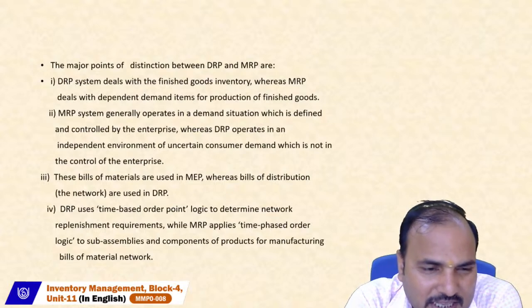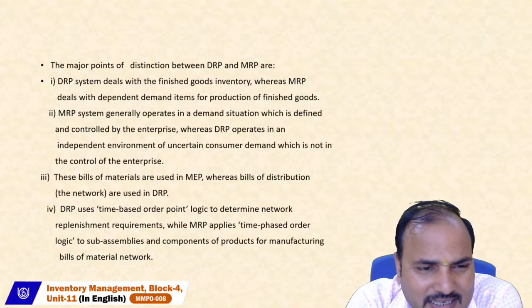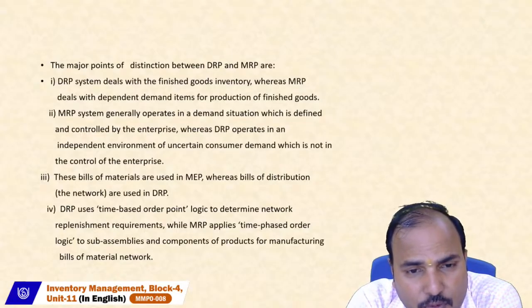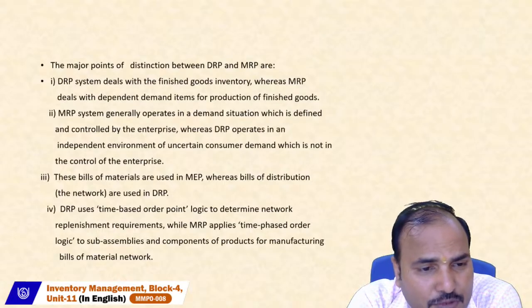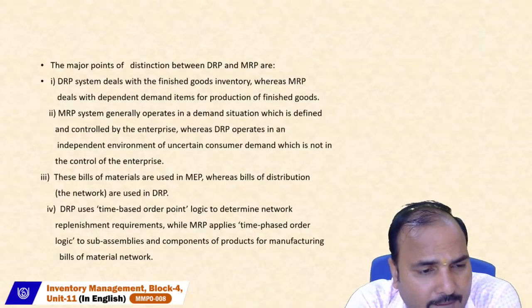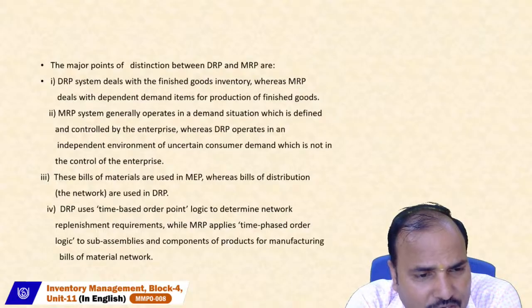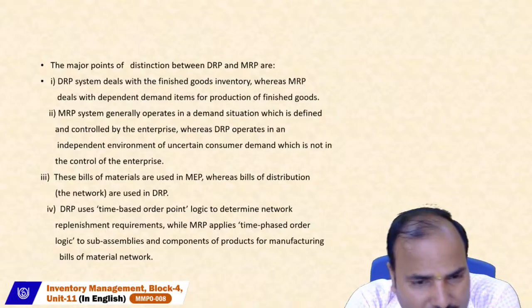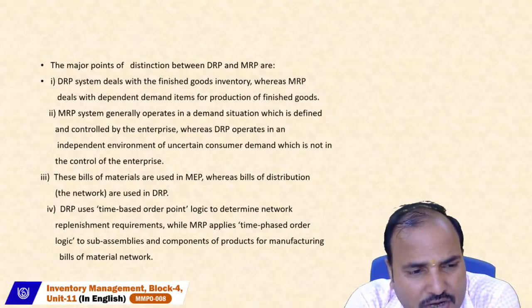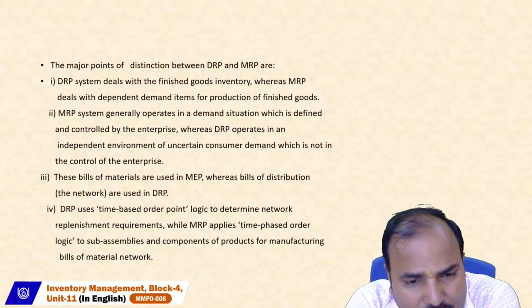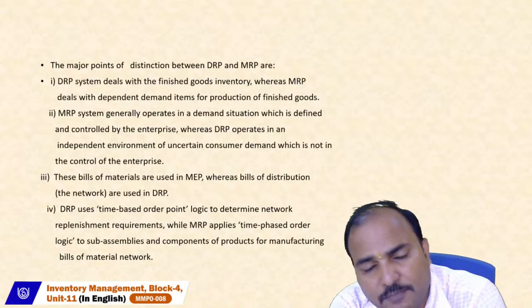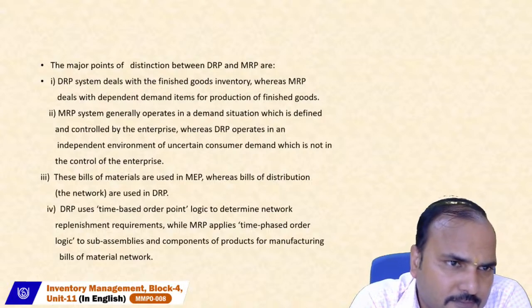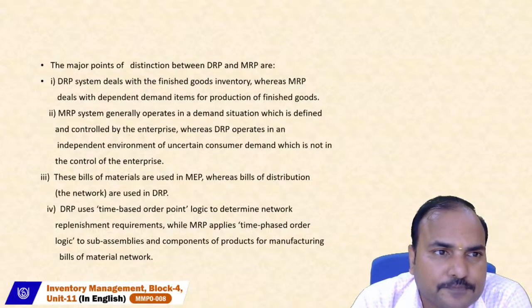Another difference is that bills of materials are used in MRP, whereas bills of distribution are used in DRP. DRP uses time-based order point logic to determine the net replenishment requirements, while MRP applies time-based order logic to sub-assemblies and components of the products for manufacturing through the bills of material network. Understood?